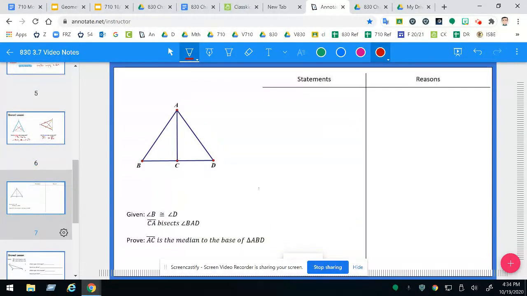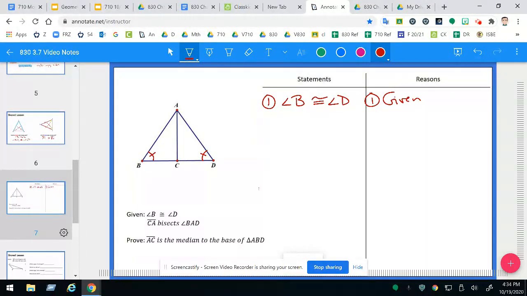Now let's go ahead and apply this in a proof. Two givens, and we're trying to prove that segment AC is the median to the base of triangle ABD. Go ahead, pause the video right now, lay out the proof, see how far you can get. Okay, let's go ahead and start, of course, with our givens. So we have angle B is congruent to angle D, and that's given.